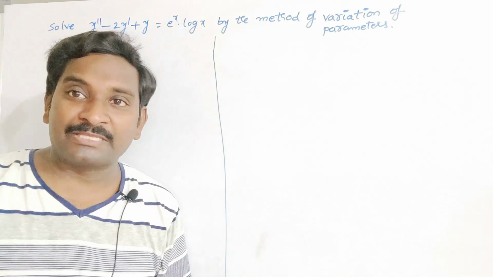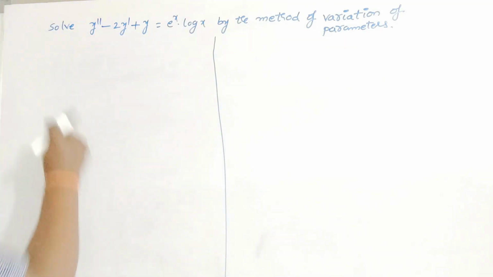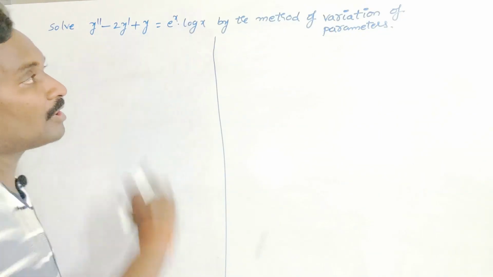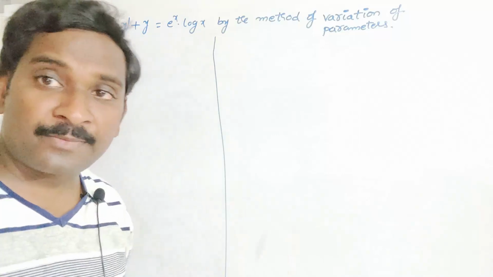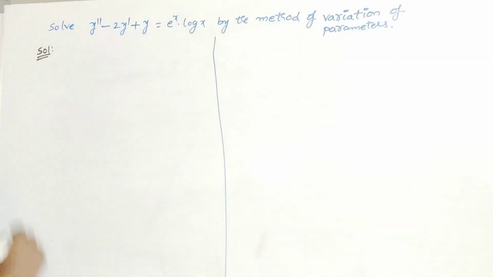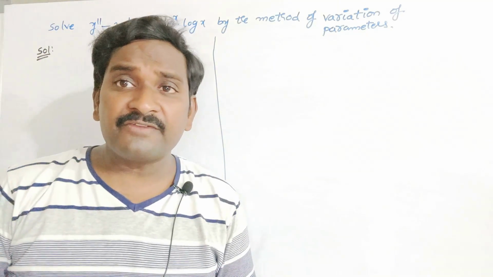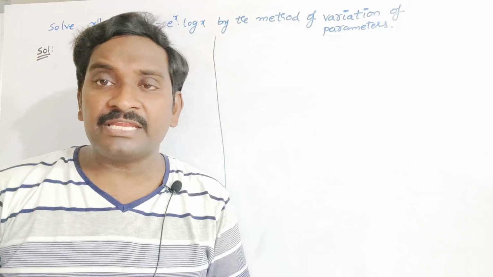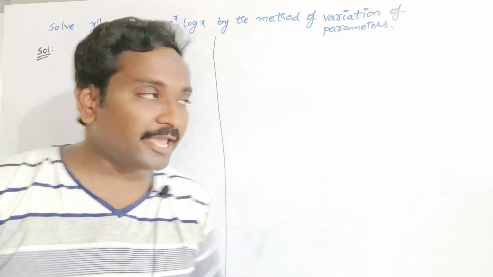See the next problem on method of variation of parameters. Solve y double dash minus 2y dash plus y is equal to e power x into log x by the method of variation of parameters. Solution. First of all, we observe that the given differential equation is not in the operator form. So you should reduce the given equation into the operator form first.